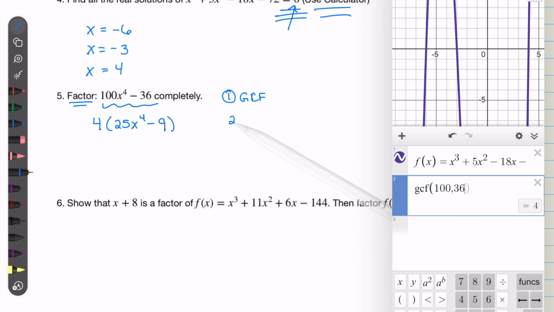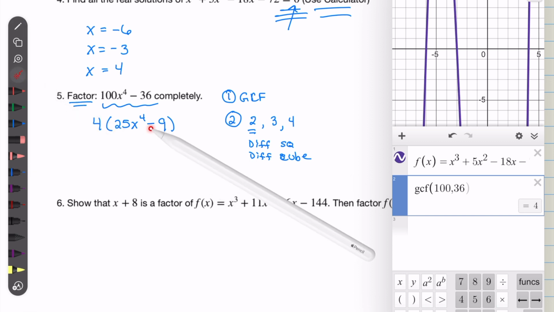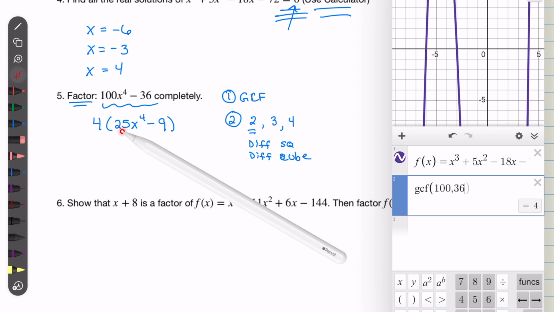Okay. Step 2. I look at what's left over and ask, do I have 2, 3, or 4 terms? Well, I clearly have 2 terms. So if it's 2 terms, it's either a difference of squares or a difference of cubes. It can't be a sum of cubes because this is not a sum. It's a minus, a difference. It can't be a difference of cubes because 9 is not a cube. 9 is 3 times 3. It's a perfect square. 25 is also a perfect square, 5 times 5. So this is going to be a difference of squares.